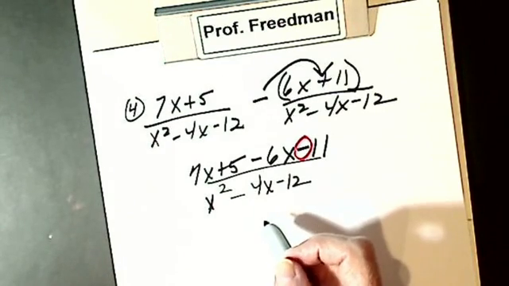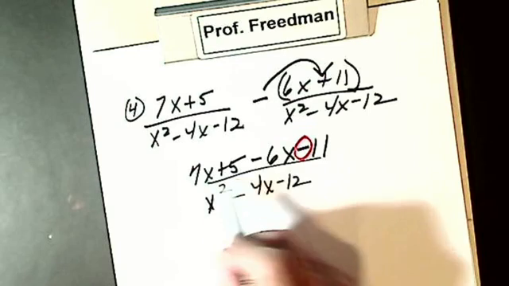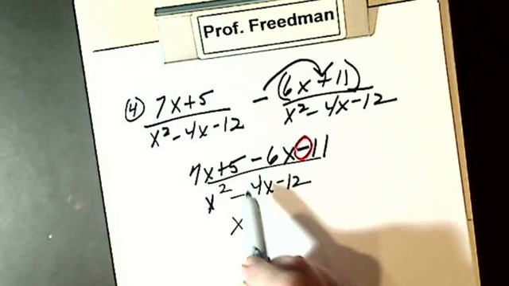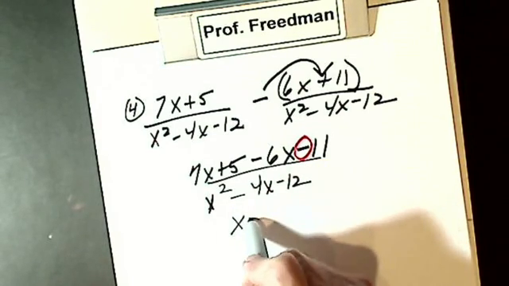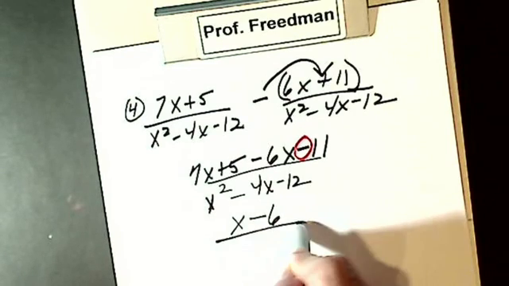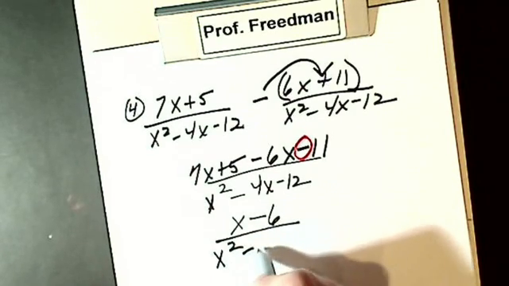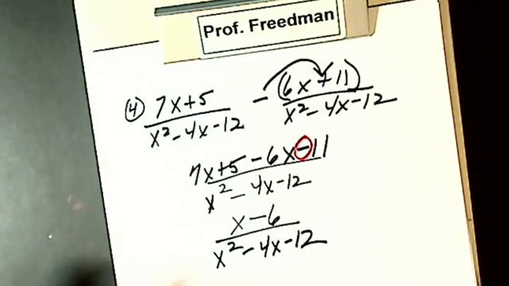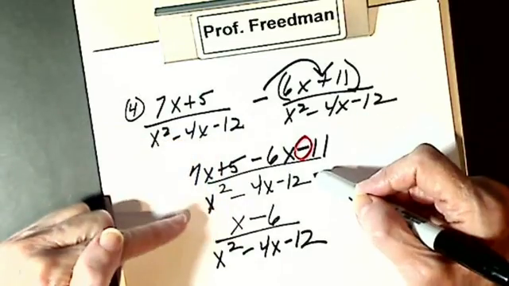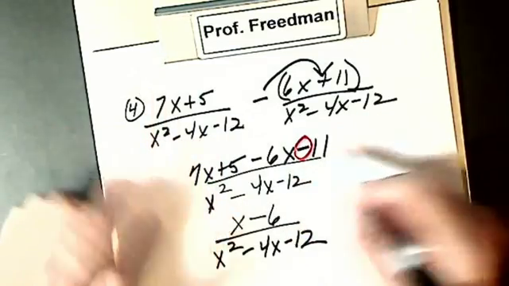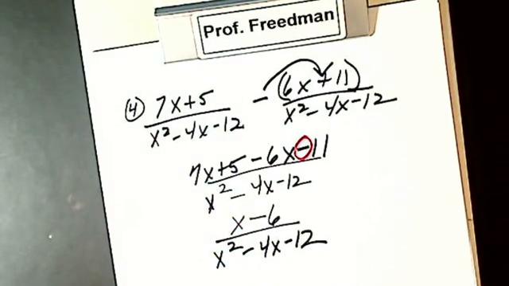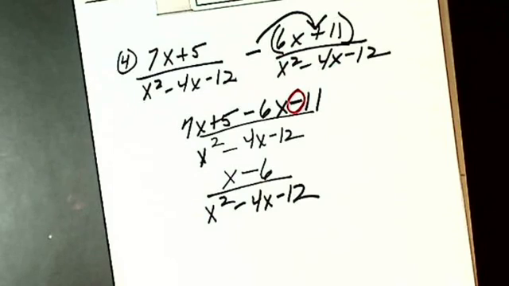So now I combine like terms. I have 7x minus 6x. I'm going to get an x. I have plus 5 minus 11. I get minus 6. Divided by x squared minus 4x minus 12. So the process is the same. I put my common denominator down. I combine like terms. Then I look at my answer always to see if there's anything else I can do, which means can I cancel or factor.